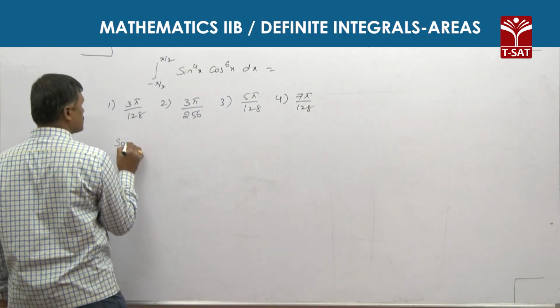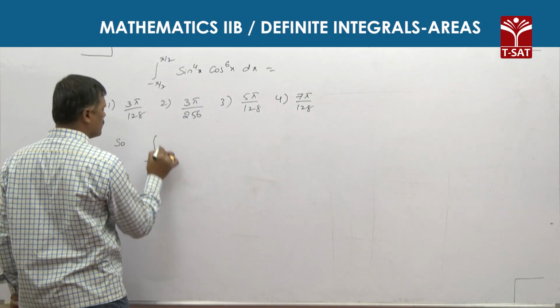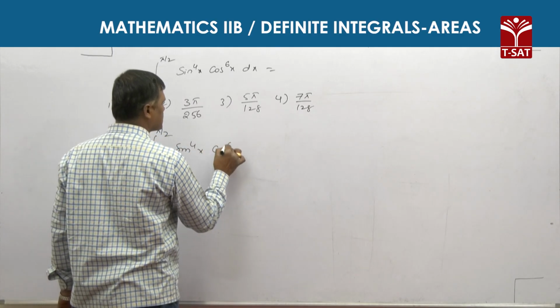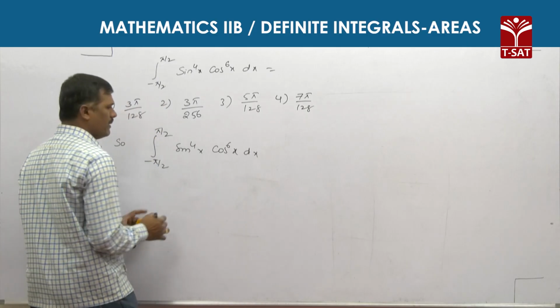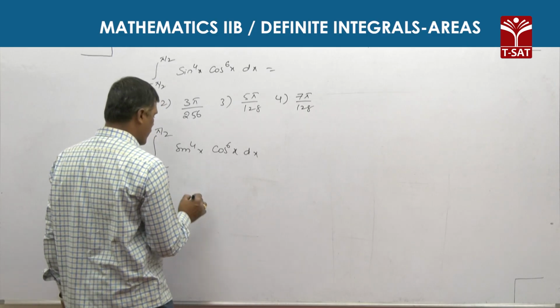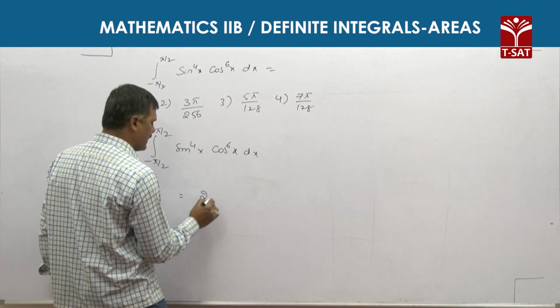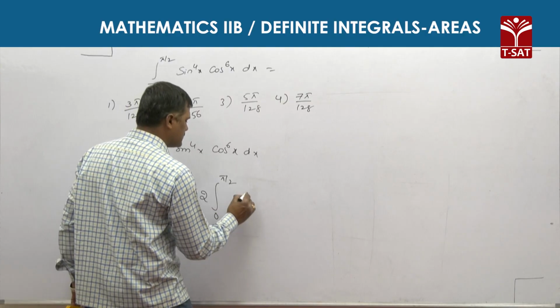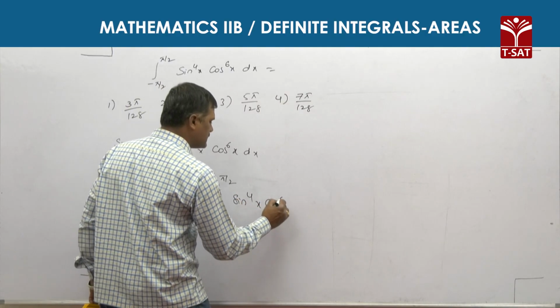Solution: integral of minus pi by 2 to pi by 2 sin power 4x cos power 6x dx. Wallis's formula has only the limits 0 to pi by 2. So this can be written as 2 into integral 0 to pi by 2 sin power 4x cos power 6x dx.